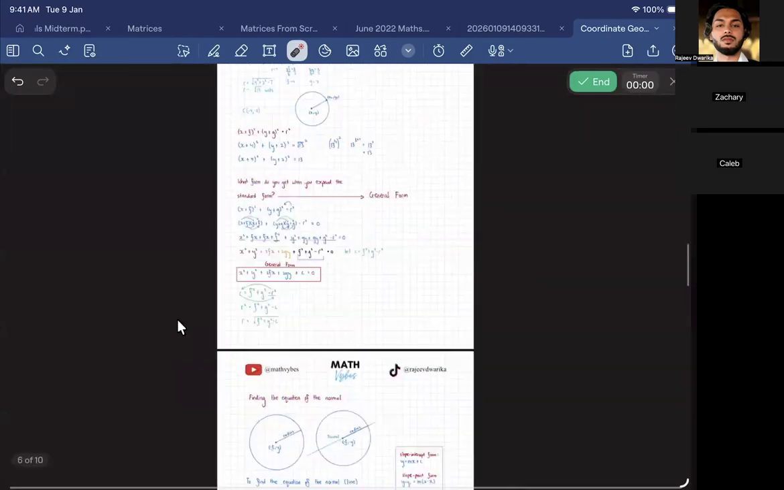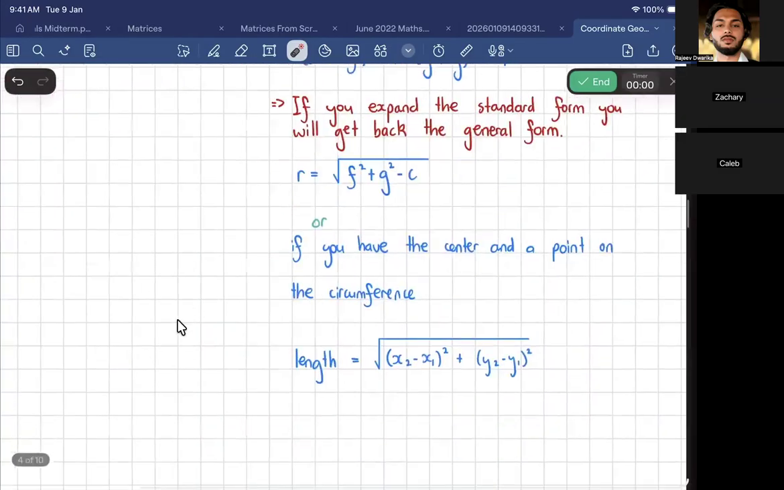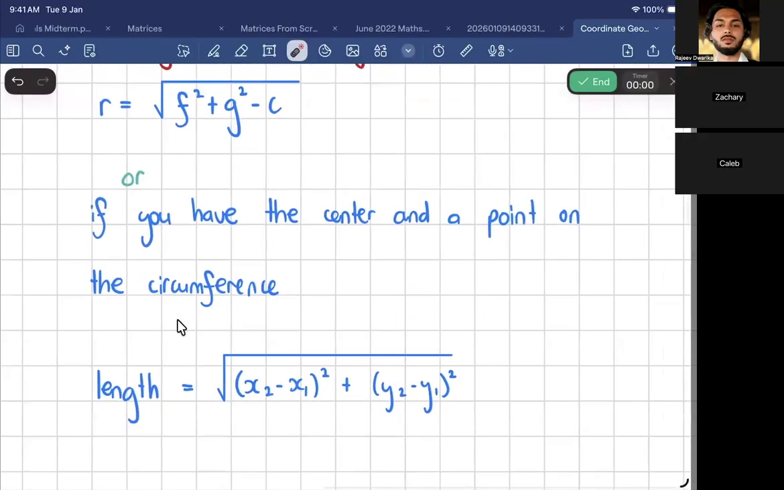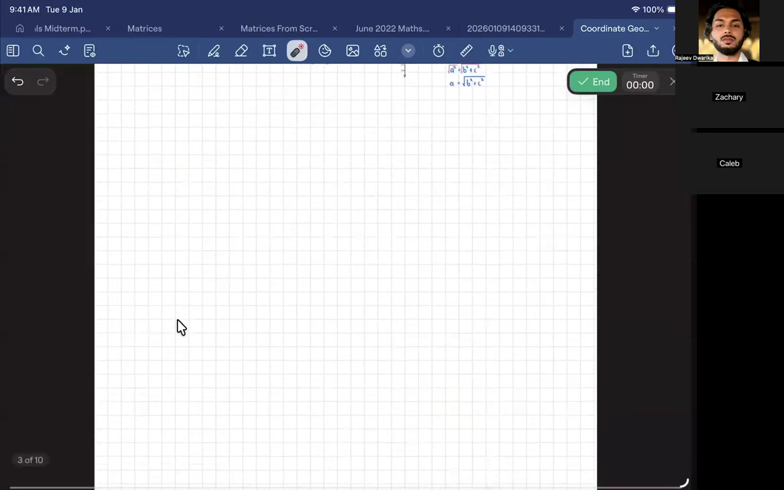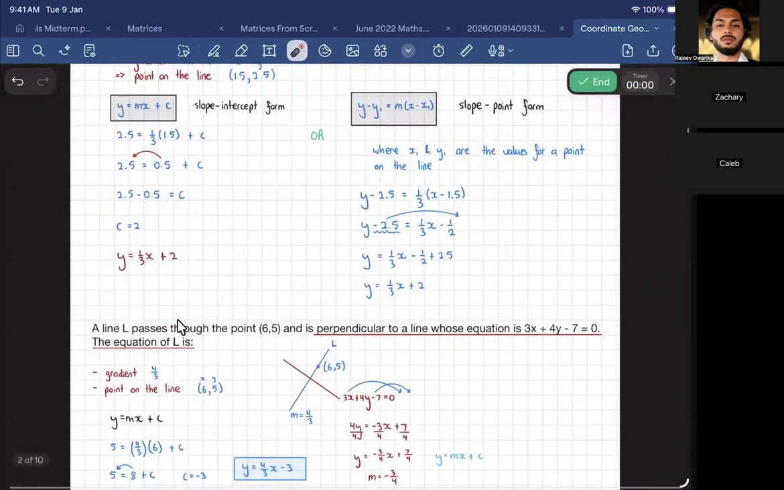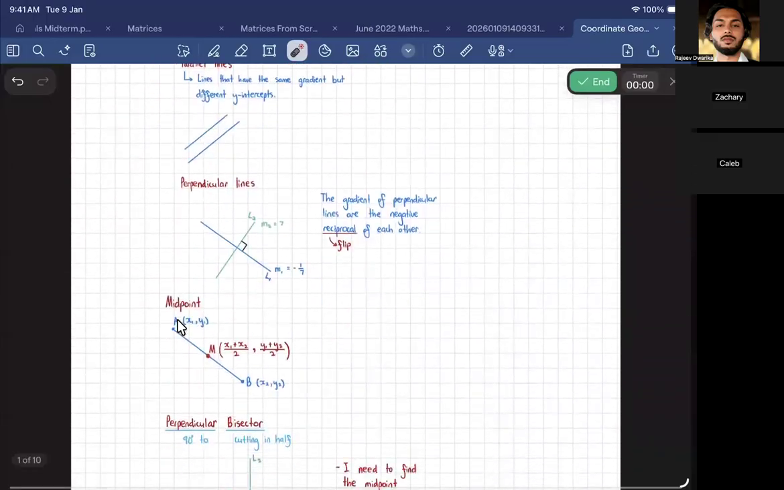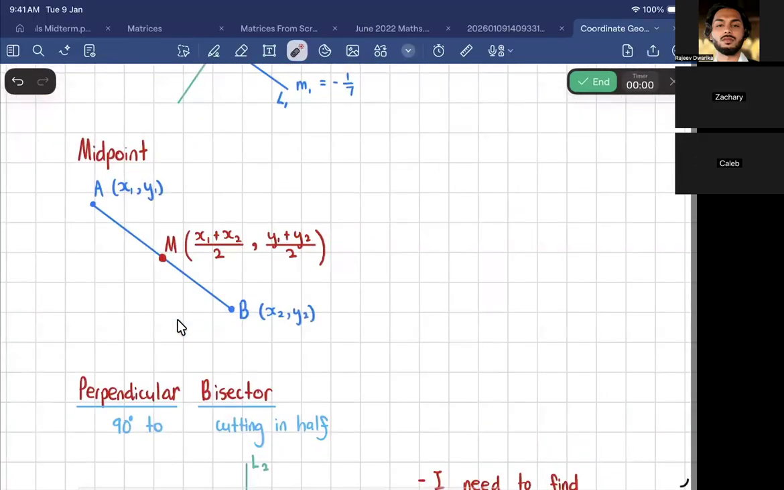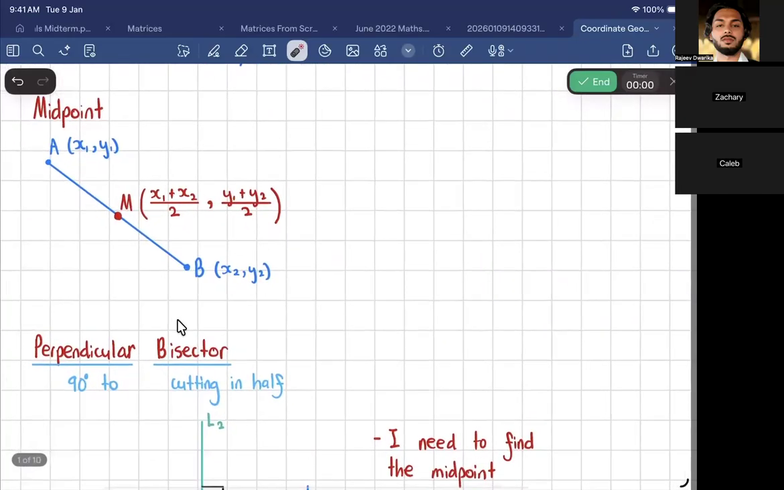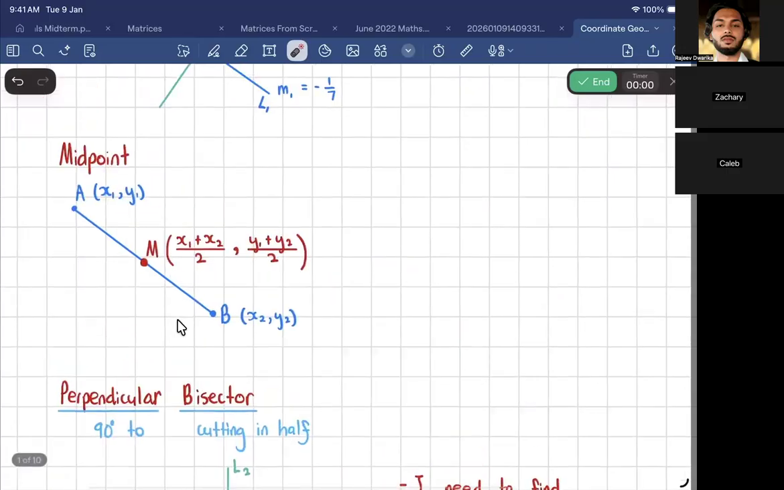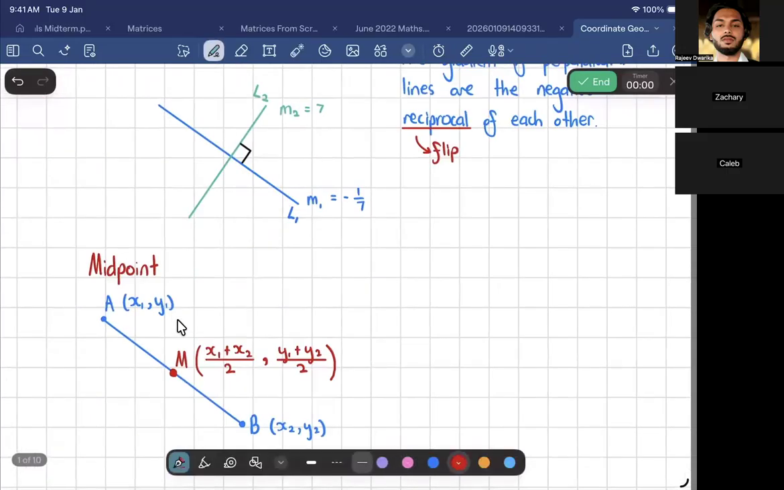Don't worry, all the formulas are right here. Like everything you need to know is right here. Watch, I even spell it out for you. If you have the center and a point on the circumference, length is equal to this. And I also would have mentioned the midpoint. This is the midpoint formula. To find the midpoint is (x1 plus x2) over 2, (y1 plus y2) over 2. Yes, everything is here. Midpoint formula.